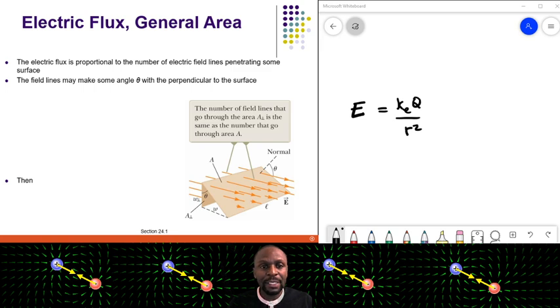Right, now the electric flux is proportional to the number of electric field lines penetrating some surface. The fewer the field lines penetrating the surface, the lower the electric flux. The more field lines, the greater the electric flux. Now the field lines may make some angle theta with the perpendicular to the surface. I would like to demonstrate that to you.